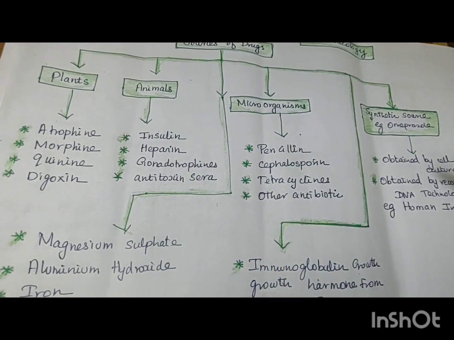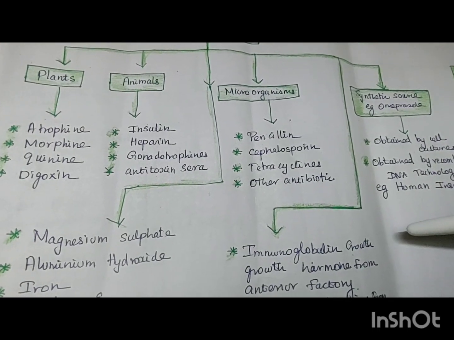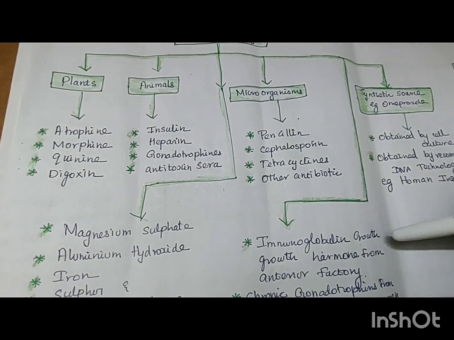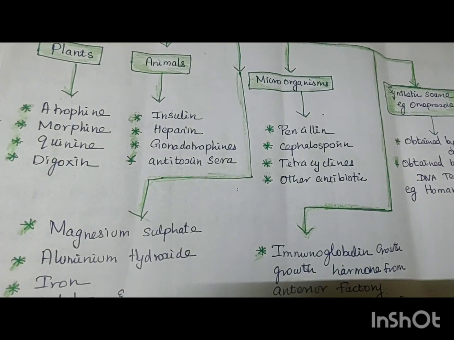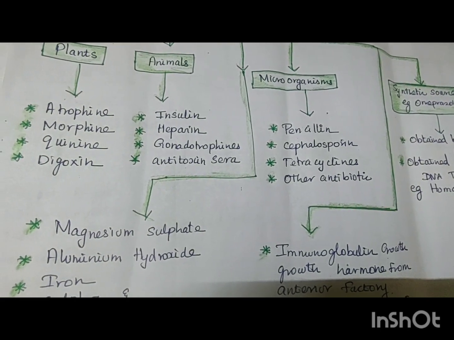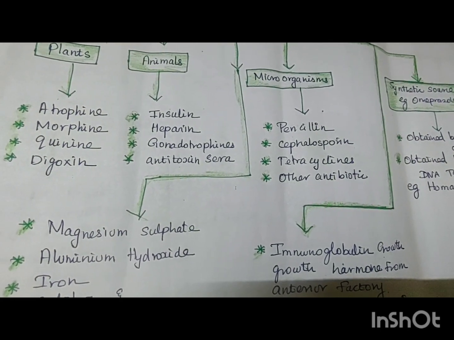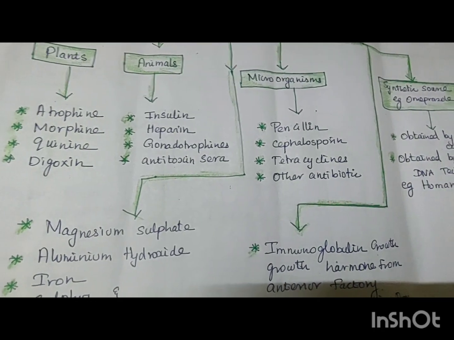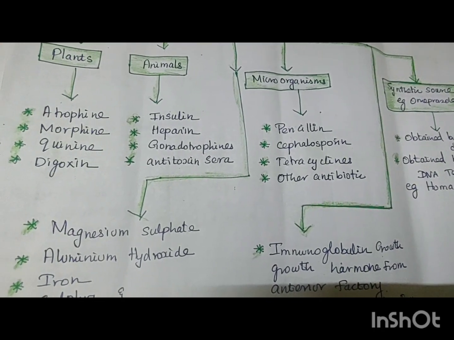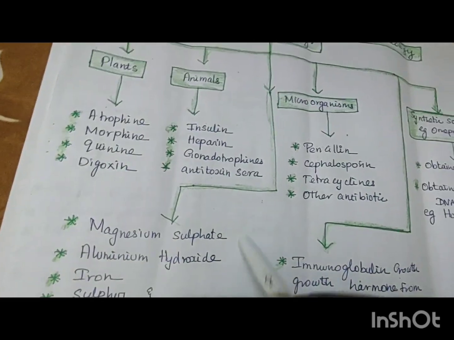We are preparing it. Some will be the immunoglobulins, growth hormones. For example, immunoglobulins like for a rabies bite. If the dog bite injury is more severe, the vaccine may not be effective, may not be able to cure that. So immunoglobulins will be the best option rather than the vaccine.